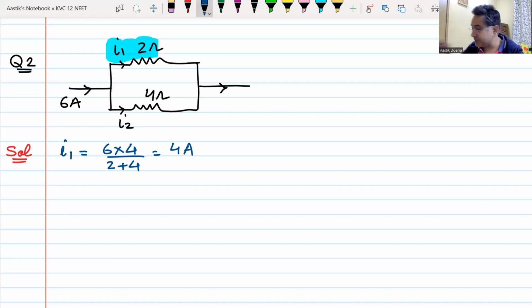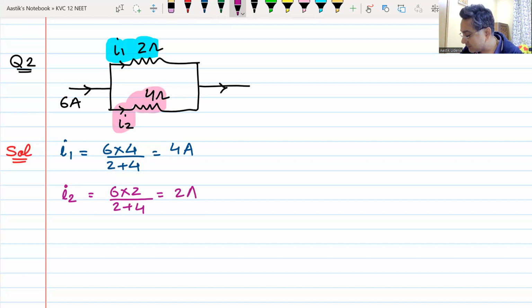I1 becomes 4 ampere. If I look at this pink one, I2, the resistance is 2 ohm. Resistance is 4 ohm. You get the value of this I2. Total current is 6 multiplied by the other resistor, 2 divided by 2 plus 4. And as said, the branch which has more resistance, 4 ohms, gets less current, 2 amperes. The branch which has less resistance, 2 ohms, gets more current, 4 ampere.